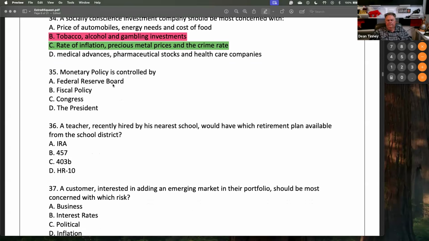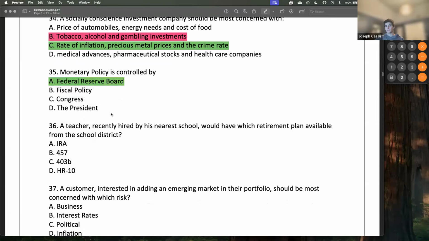Monetary policy, very testable. The Federal Reserve, right on. Who controls fiscal policy? The government. What is the mission of the Fed in conducting monetary policy? They have two. The one we care most about is price stability, price equilibrium, and full employment. Price stability means they don't want inflation, too much money chasing too few goods. They don't want deflation, too many goods and not enough money. They want just the right amount of money supply.